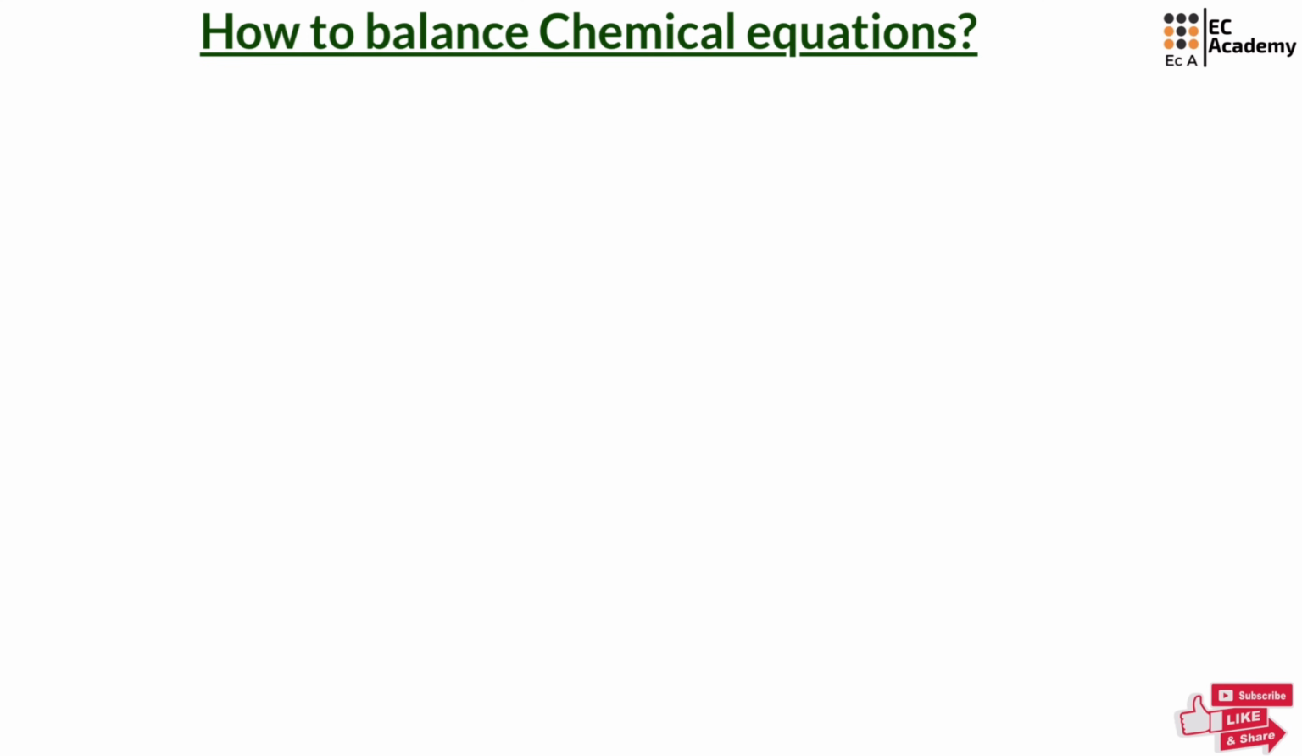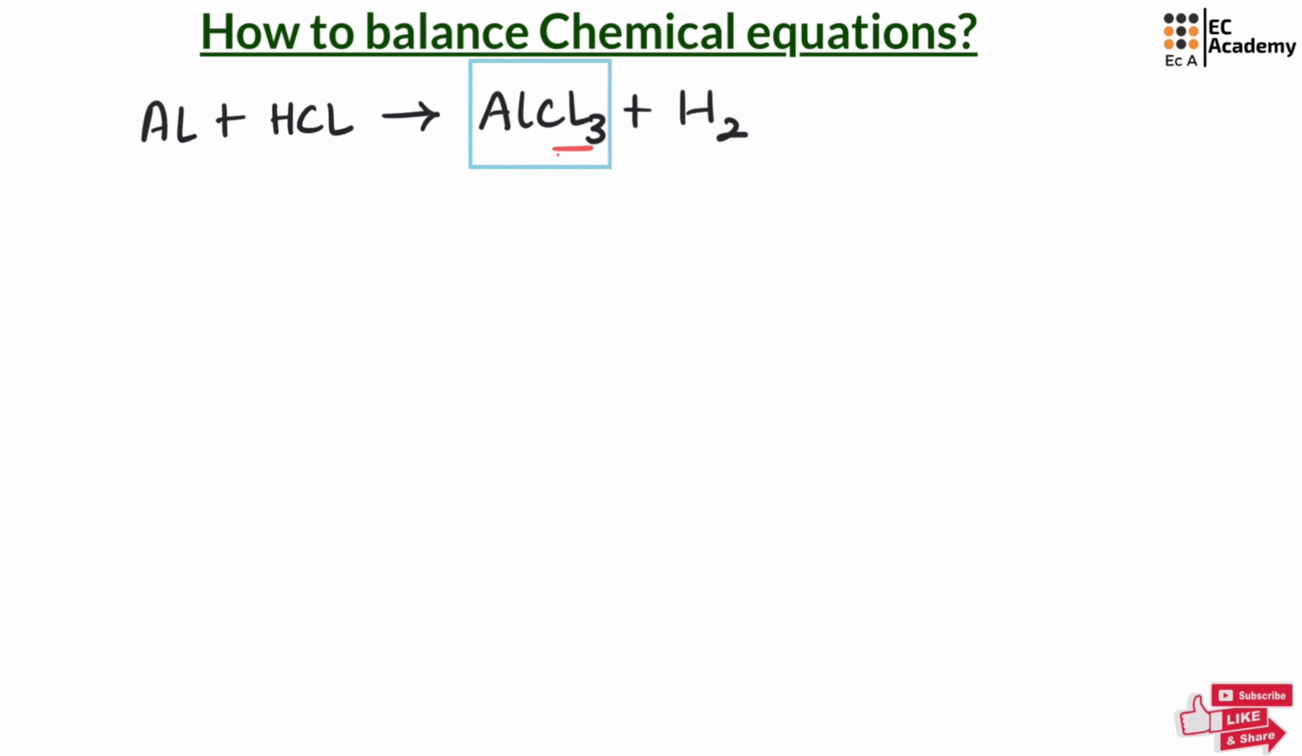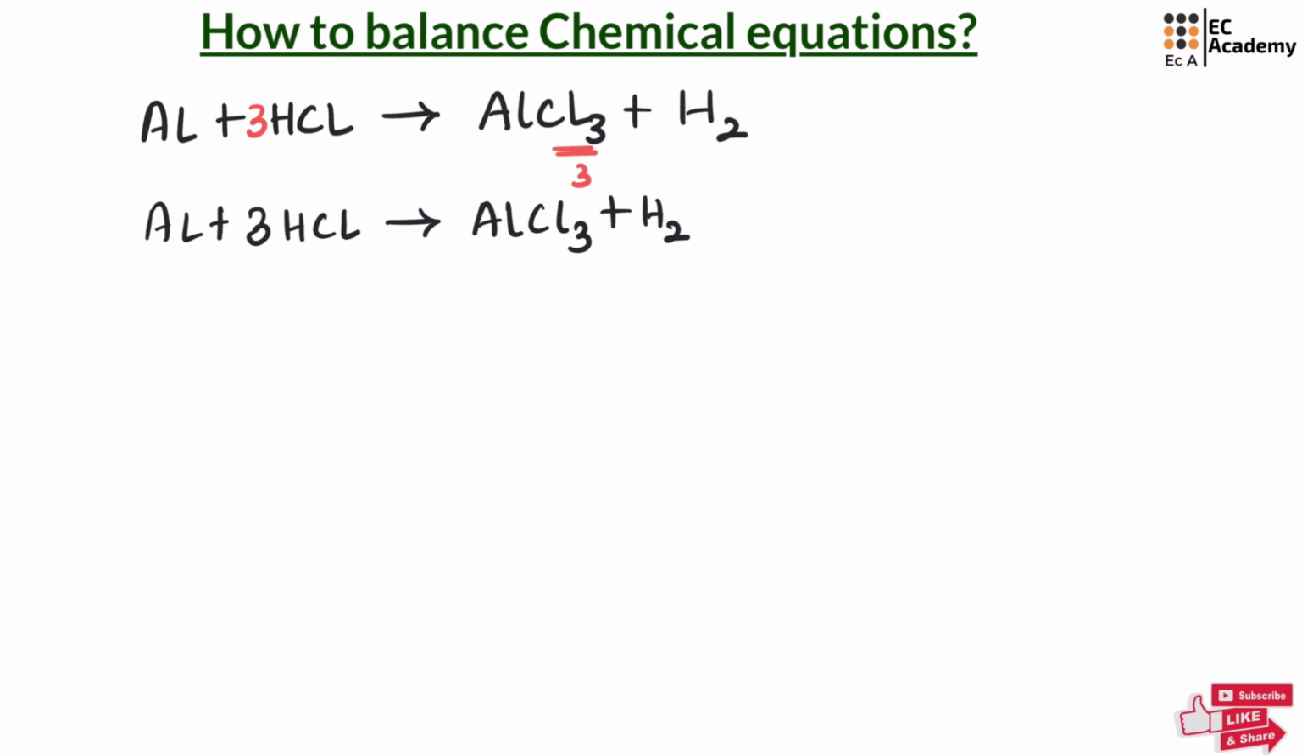Now let us consider example 2, where aluminium plus hydrochloric acid will produce aluminium chloride plus hydrogen gas. This chemical equation is unbalanced. Now let us balance the chemical equation. Let us start with chlorine. On the right side, AlCl3 contains 3 chlorine atoms. On the left side, HCl contains only one chlorine atom. To get 3 chlorine atoms on the left side, we multiply HCl by 3. So we place 3 before HCl. The equation will become Al plus 3HCl, that will produce AlCl3 plus H2.